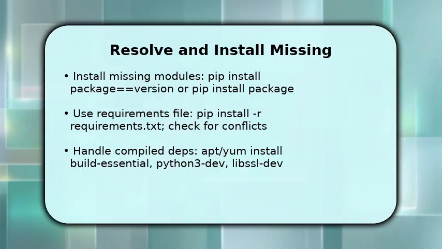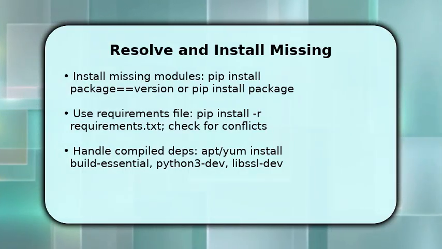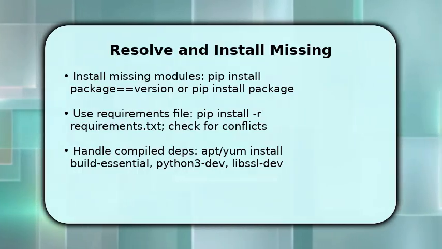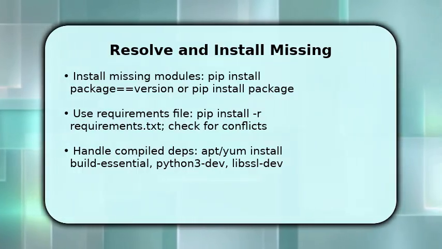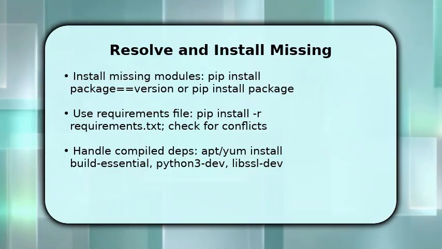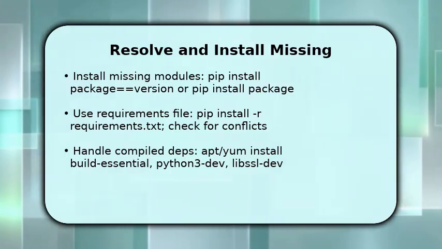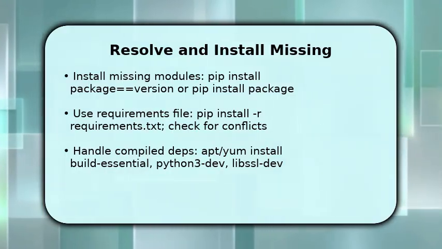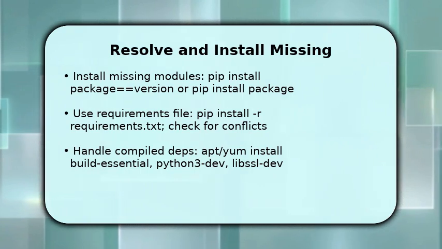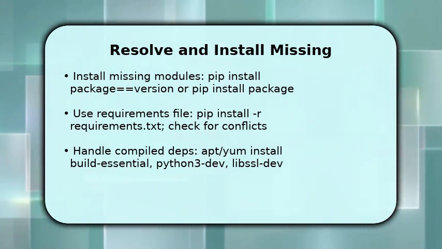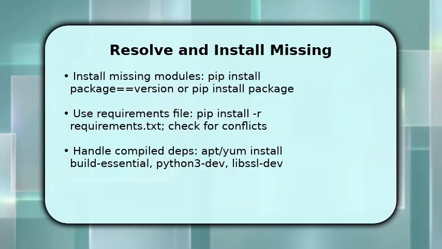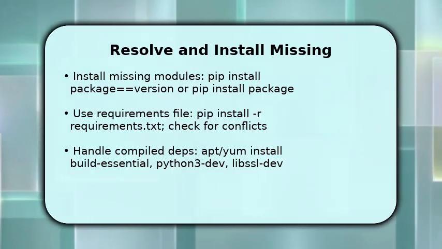For packages that require compilation, install system build tools and headers. On Linux, add build-essential and python3-dev or equivalent. If a package fails to build, try wheels from PyPI or upgrade pip and setuptools. Once installation's complete, rerun pip list to confirm success and move to verification.